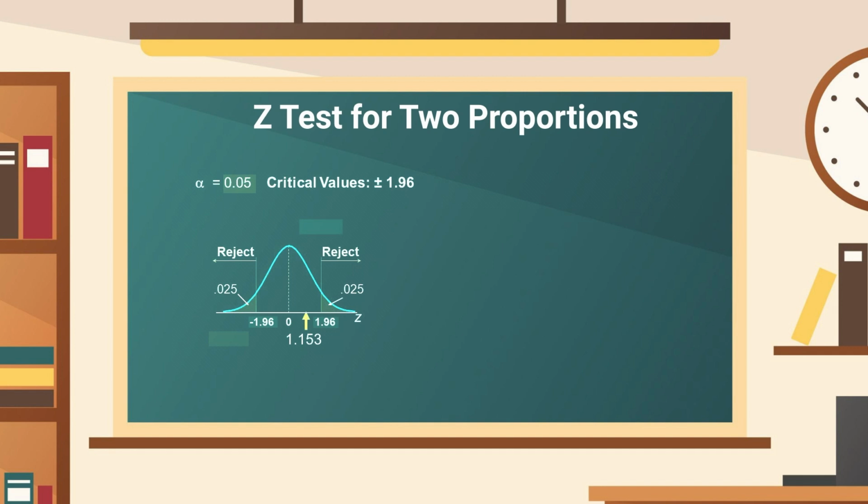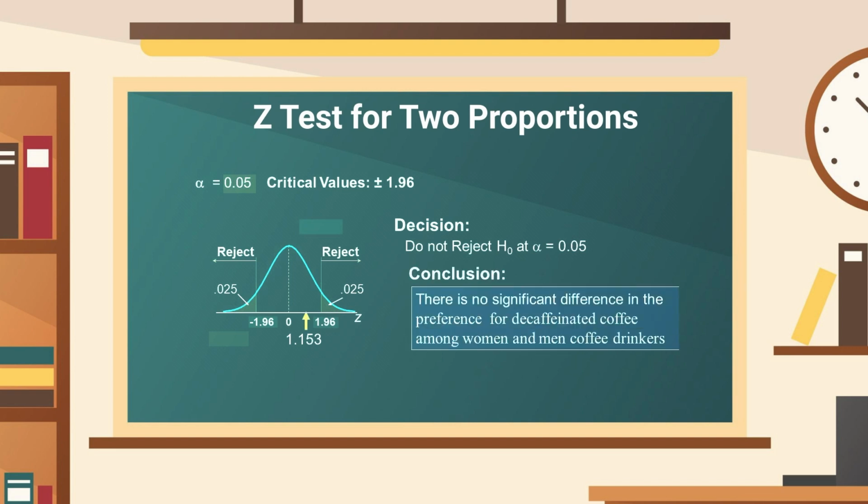which does not fall in the critical region. So we have no reason to reject the null hypothesis. So we do not reject the null hypothesis at alpha is equal to 5%, and the conclusion is there is no significant difference in the preference of decaffeinated coffee among the women and the men coffee drinkers.